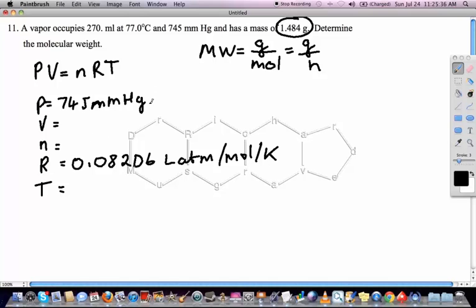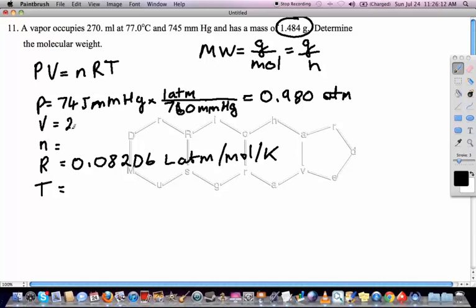The pressure, we have to get into atmospheres because we need this to match the unit of R, and we will do that by doing conversion, and it's 1 atmosphere over 760 millimeters of mercury. And that's going to come out to be 0.980 atmospheres. Now remember, we're doing this so that we can get some sort of match between these units.